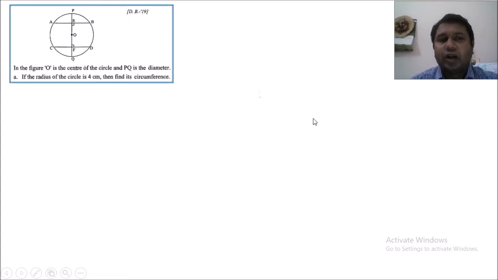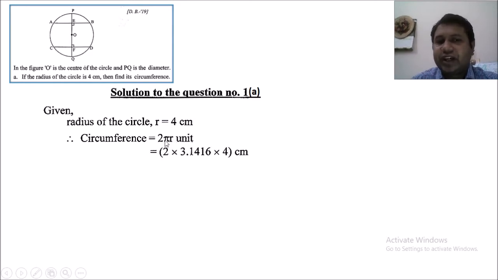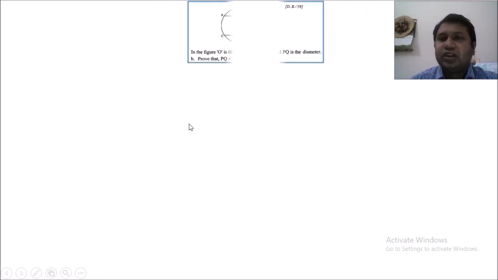Now we are going to solve number A. The question says, if the radius of the circle is 4 centimeters, find its circumference. We know circumference equals 2 pi r. The value of pi is 3.1416, and the radius r equals 4 centimeters. If you calculate using a calculator, you will get 25.13 centimeters. That is our answer. Very simple.